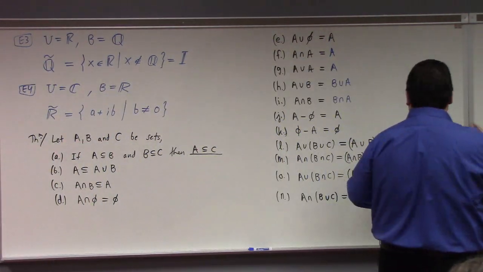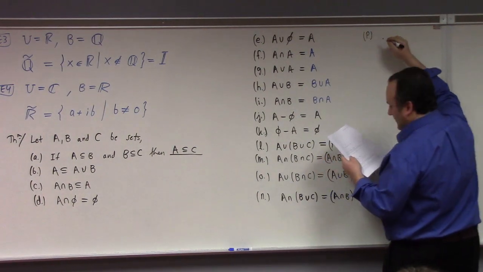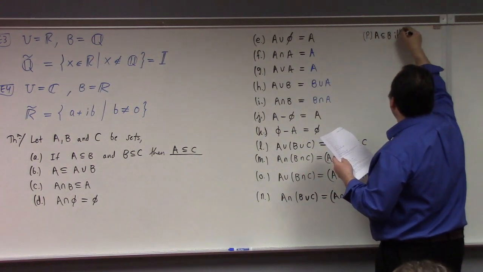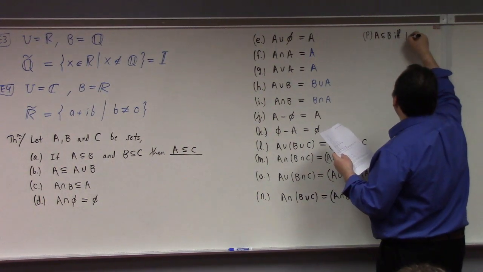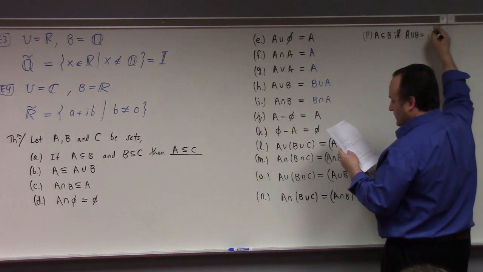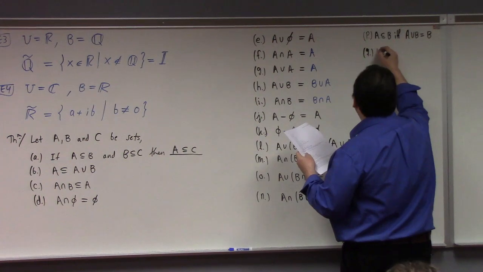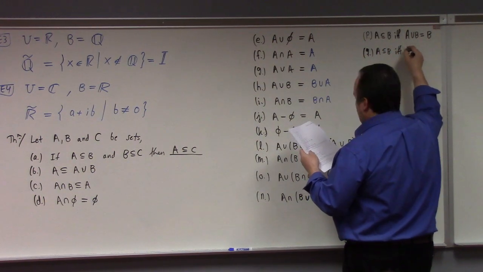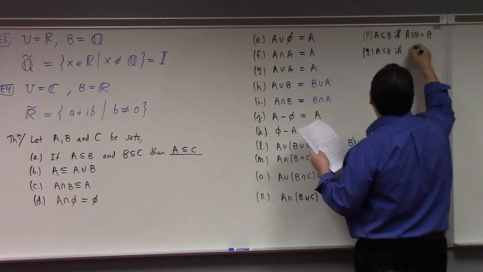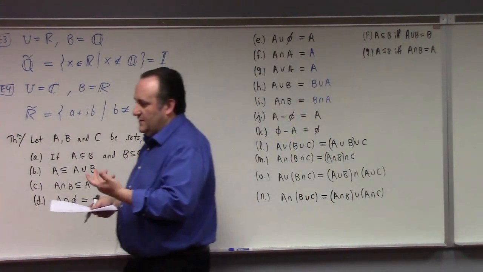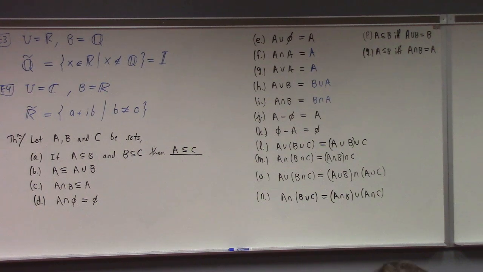Continuing, I'll put up here P: A is a subset of B if and only if A union B is equal to B. Q: A is a subset of B if and only if A intersect B is equal to A. Those are interesting because that gives us a way of characterizing subset in terms of equality with respect to union or intersection. Those are actually interesting identities.